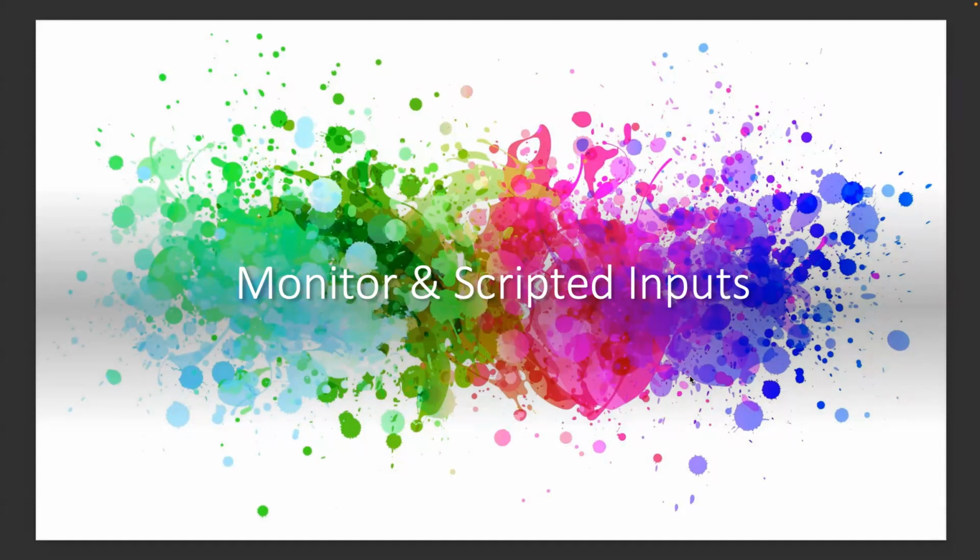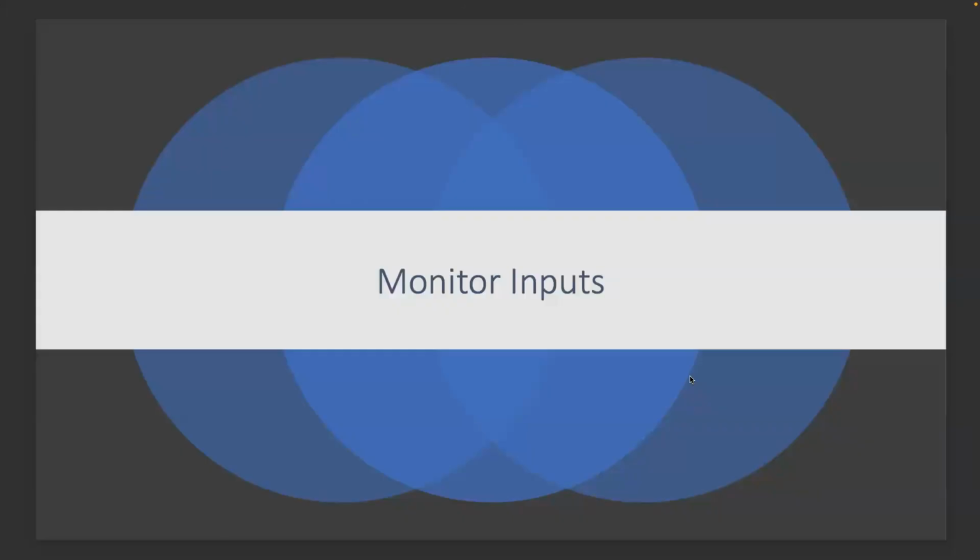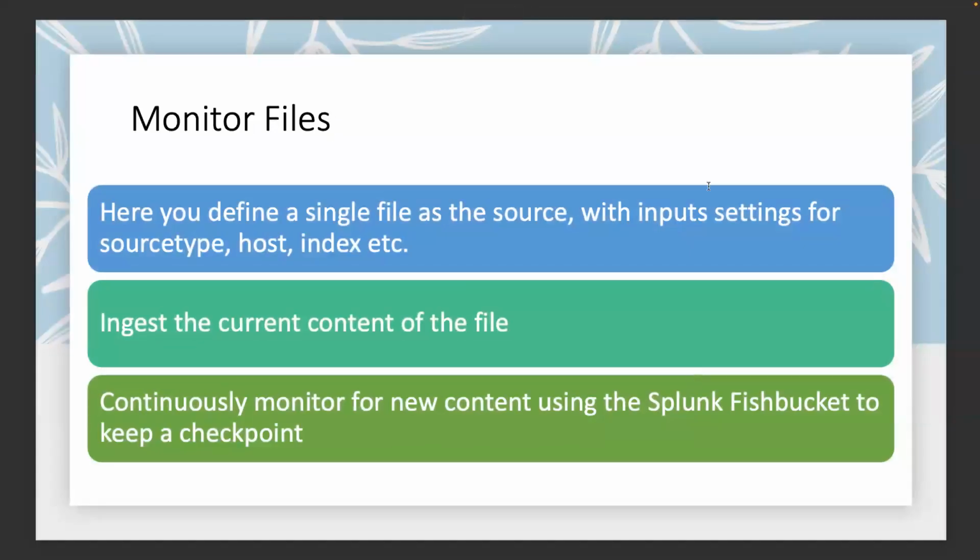So let's see how far we can go. Okay, as we've said, we're gonna do a monitor input first. So monitor input again, here you define a single file as the source with the input settings for source type, host, and index. And we would see what these are as we go down.